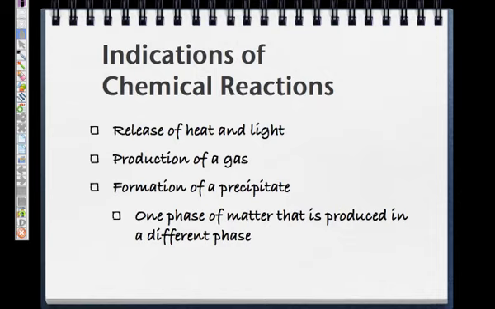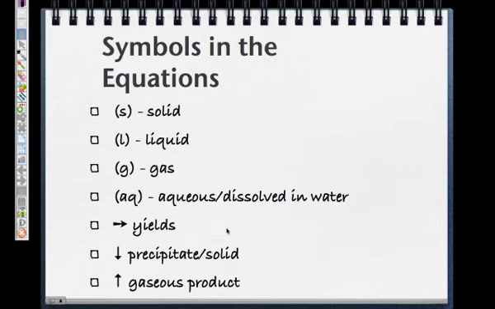And formation of precipitate, forming a solid. That's what we're going to be looking at mostly, is when a solid is formed within two liquids. And those are called precipitates. So a precipitate is insoluble. A soluble substance means it's going to dissolve in water. Liquids and it makes a solid.